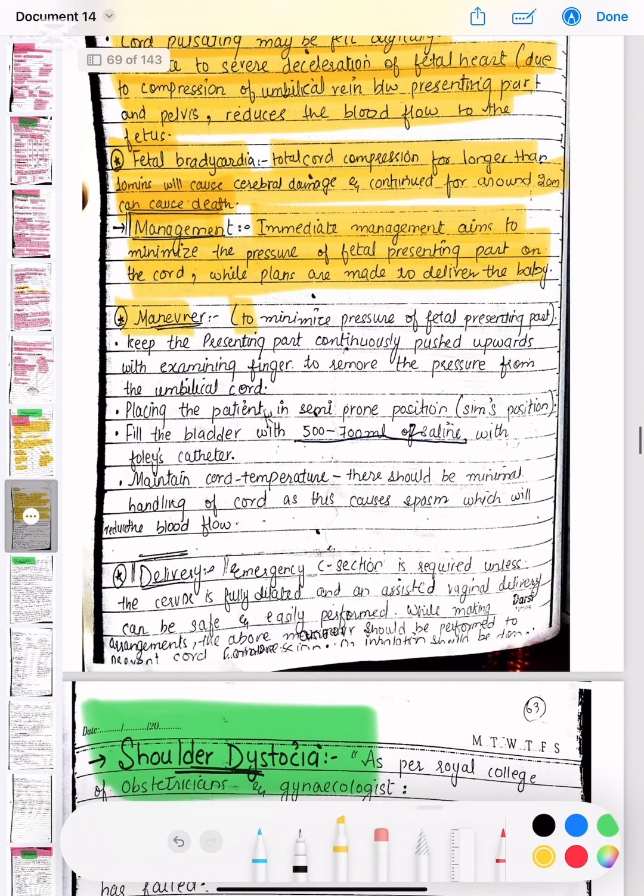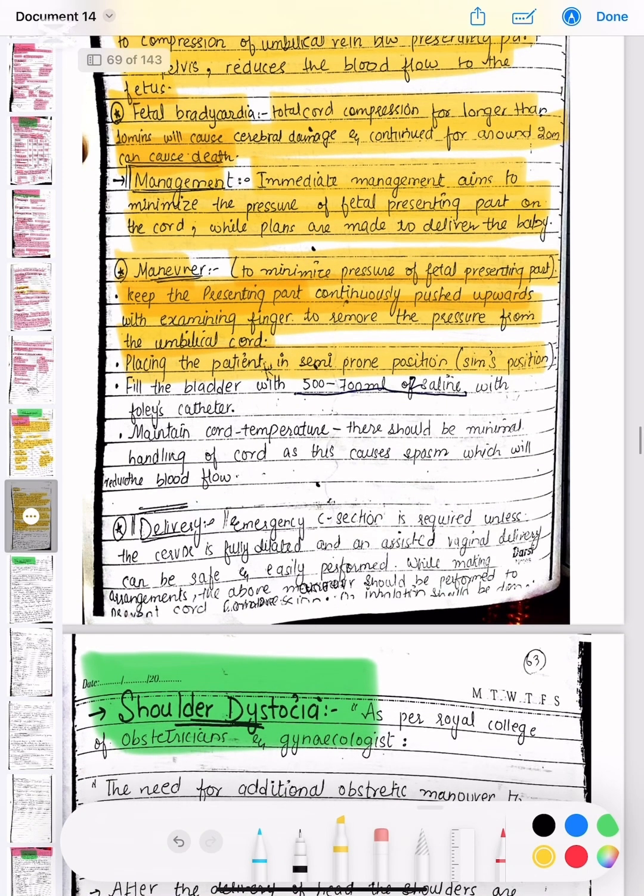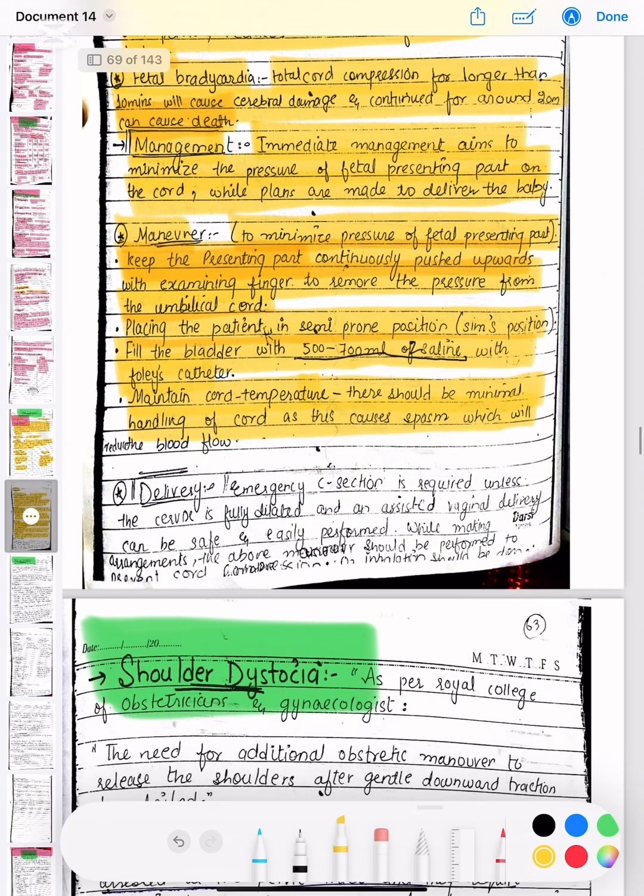Maneuvers are applied to minimize the pressure of the fetal presenting part. Keep the presenting part continuously pushed upwards with the examining finger to remove the pressure from the umbilical cord. Then place the patient in a semi-prone position, that is Sims position, and fill the bladder with 500 to 700 ml of saline with a Foley's catheter, and maintain cord temperature. There should be minimal handling of the cord as this causes spasm, which will reduce the blood flow.